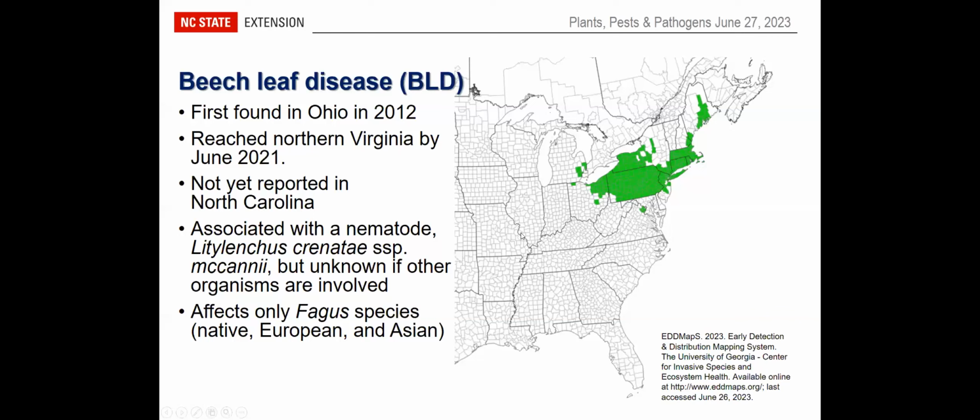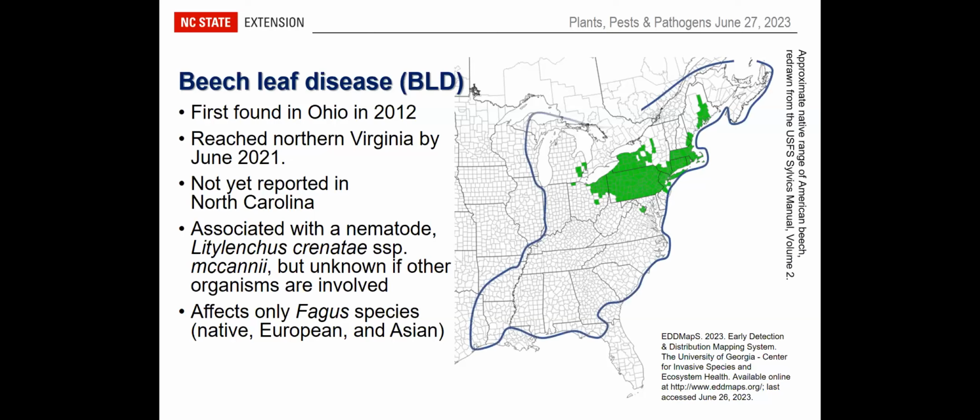Fortunately, this affects only Fagus species: our native beech, also European beech, and at least one of the Asian beeches shown to be a host, the other presumed to be. So the good side is only Fagus. The bad side is that, of course, there's a lot of beech. The native range from the Silvics manual is roughly traced there, so there could be quite a bit of ecological impact here. This is mostly something being seen in forest situations, but it can occur in the landscape as well.